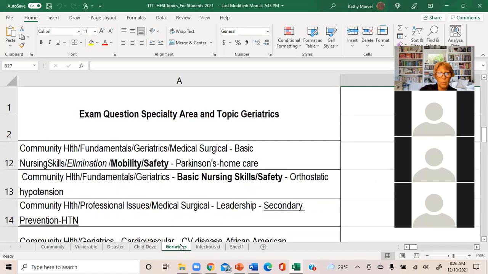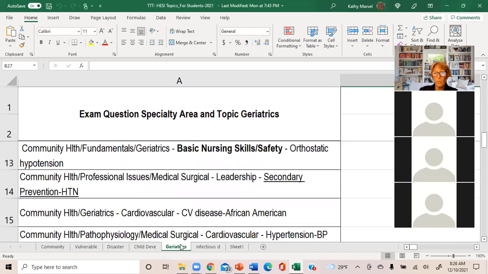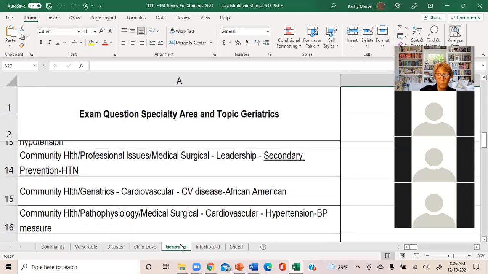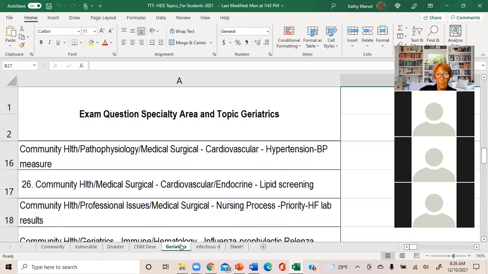Parkinson's home care, orthostatic. What's orthostatic hypotension? How do we assess for that? And what teaching might we do around that? Okay.